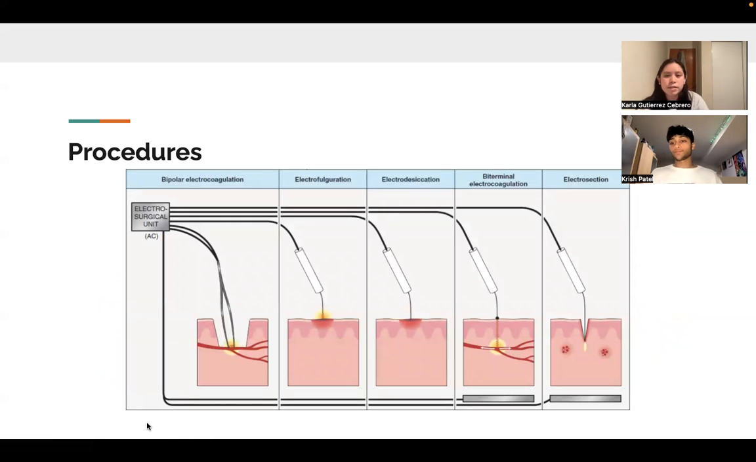So this image pretty much sums up the previous procedures we stated, which just demonstrates how the electrodes are really positioned in the patient's body to actually cause any fragmentation of tissues.